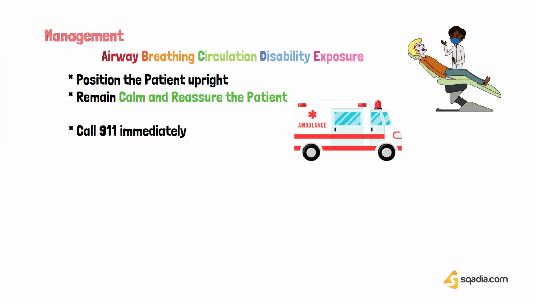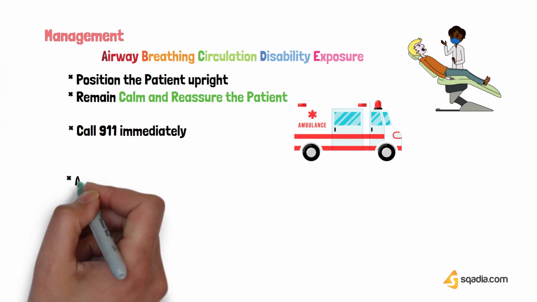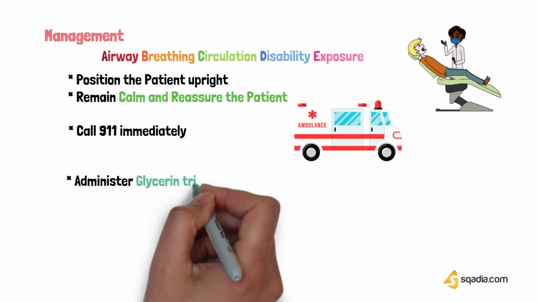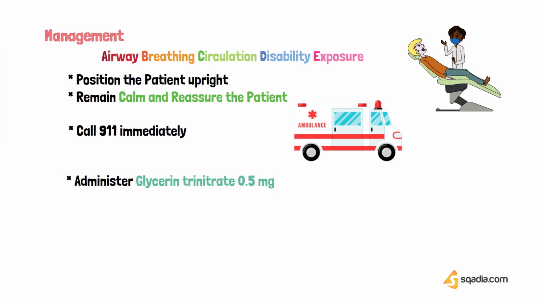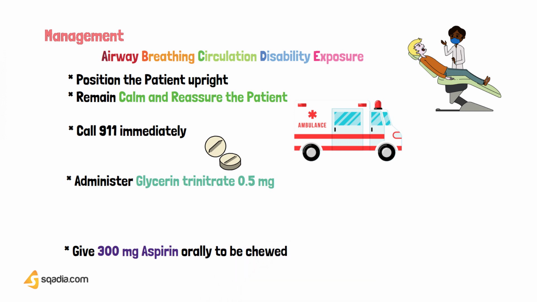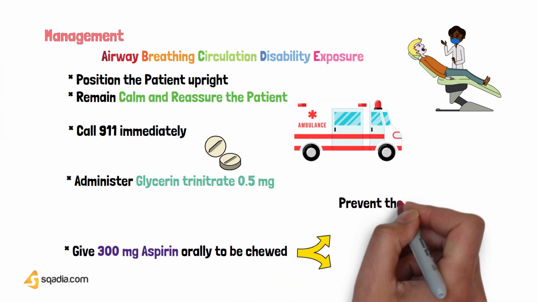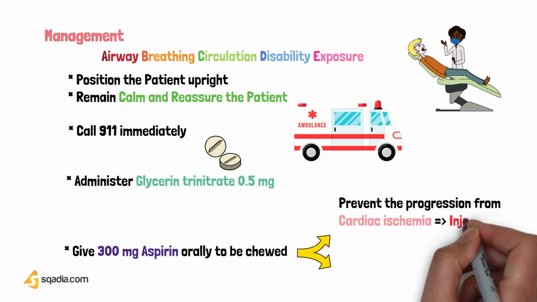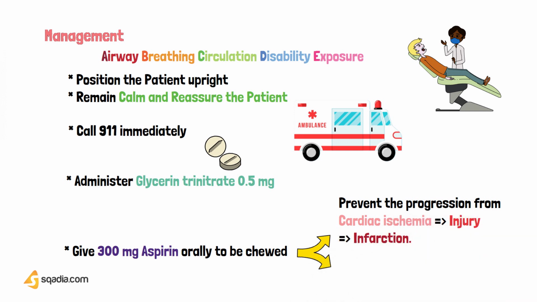attack. In the meantime, we're going to administer glyceryl trinitrate 0.5 mg and we're going to give the patient 300 milligrams of aspirin. Now, what aspirin will do is it's going to prevent the progression from cardiac ischemia to cardiac injury and eventual infarction. It is also going to inhibit the platelet function, which is going to prevent clotting.